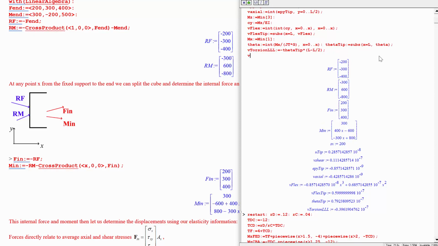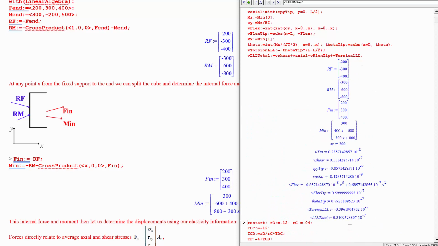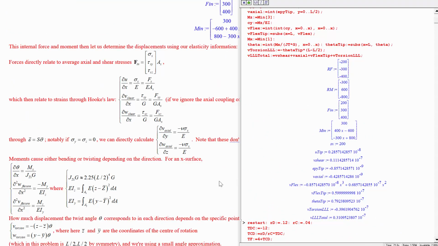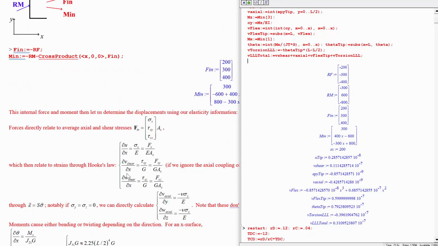So we should be able to find out V LLL total by taking V shear. We just called that V shear. It's really V shear at the tip, plus V axial at the tip, plus V flex at the tip, plus V torsion LLL. We weren't really consistent with the naming convention, but this should be telling us the total displacement in Y at that tip. Now we can go in and figure out what the displacements in Z are using the same stuff. So same idea. See if you can use that logic to figure out the Z displacements.